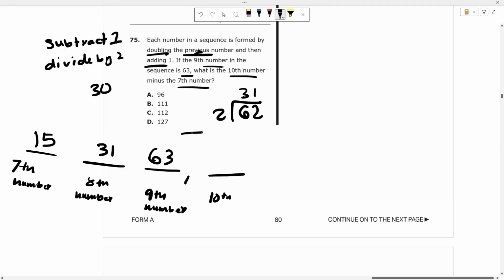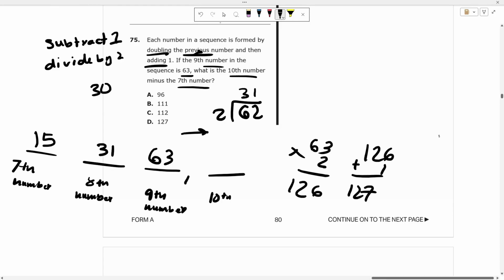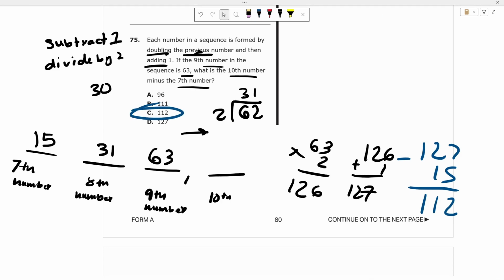And now we can go in our regular order to find the 10th number. 63 times 2 is going to be 126, and 126 plus 1 is 127. So what's 127 minus 15? And I'm going to get 112 as my answer, or choice C as my answer.